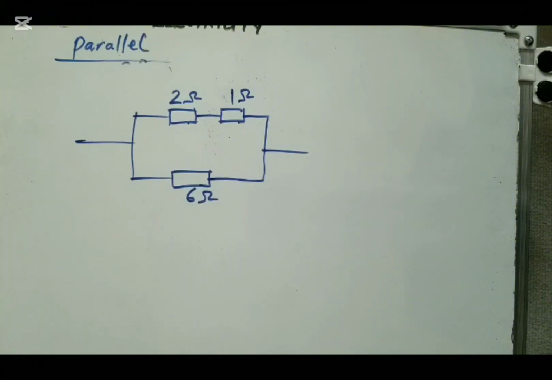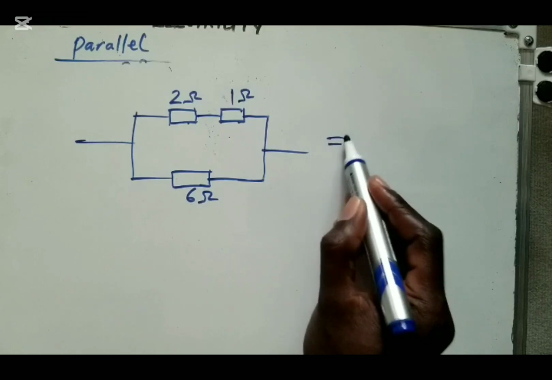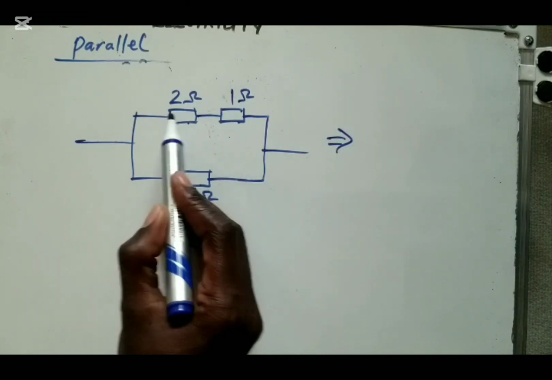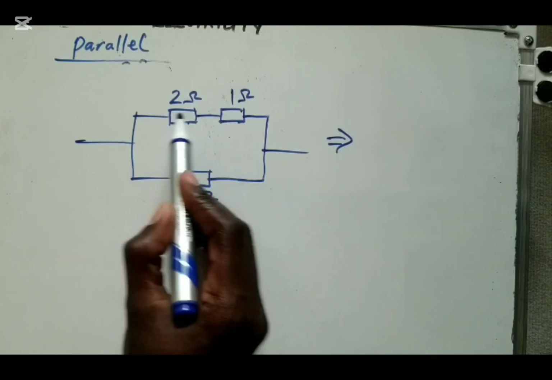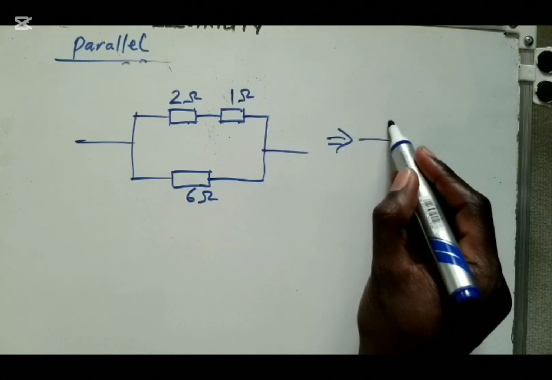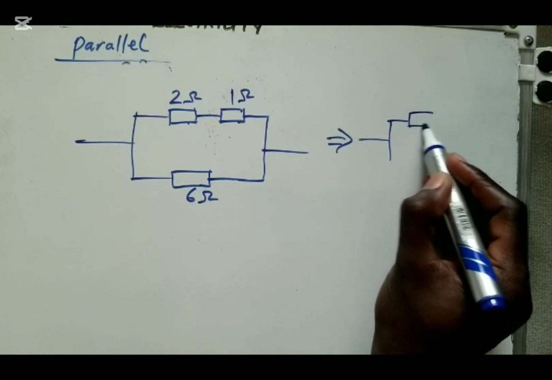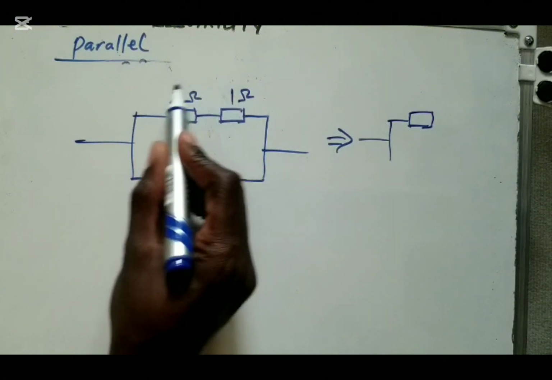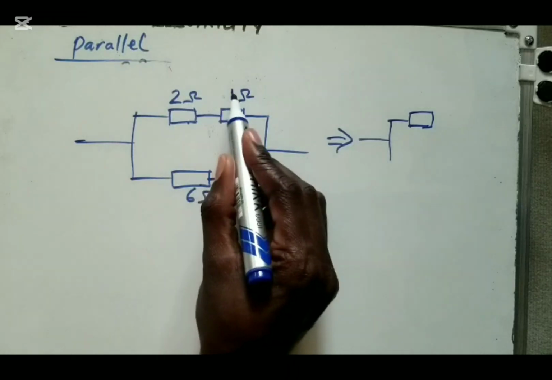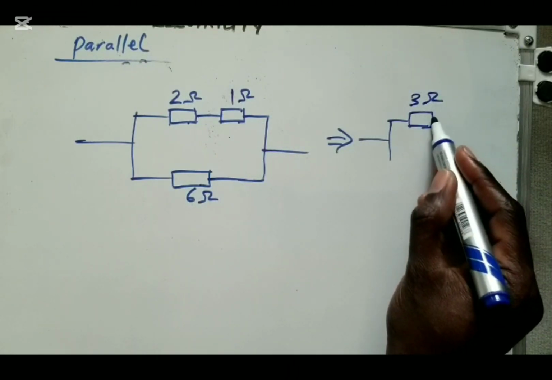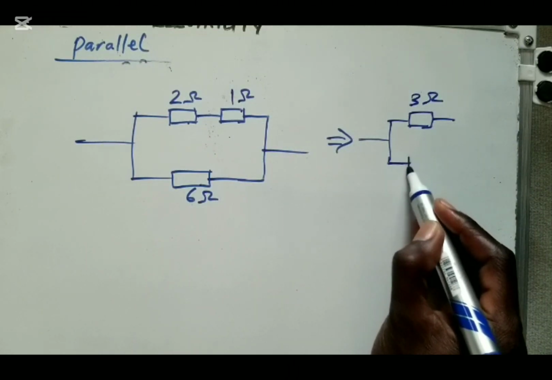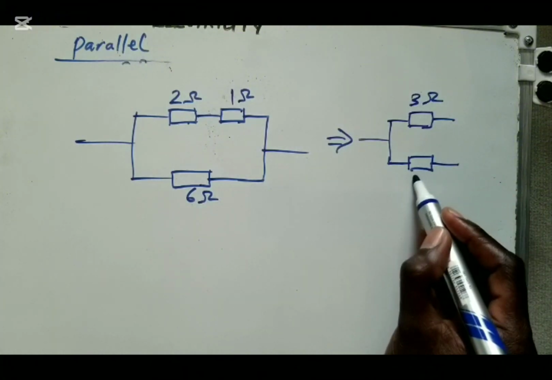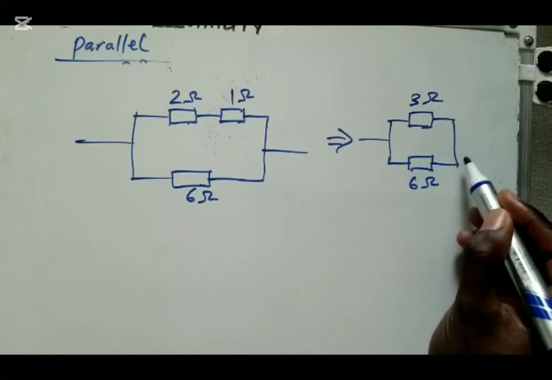How do you find that? Well, you don't need to struggle with that. Remember, these 2 resistors are arranged in series, so we can break this down. For resistors in series, you just add them. So 2 plus 1 will give me 3. Then on this side, I'm going to have 6 ohms there.